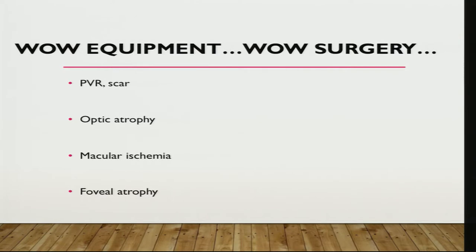So now, let's say, even after you have overcome the barrier of buying expensive equipment, you now have wow equipment, and you do wow surgeries because you're all fellowship trained. But in retina, we all have heard of these terms, and this is usually our consolation. Patient has PVR or scar, vision does not improve. Optic atrophy, macular ischemia, foveal atrophy, can't help it.